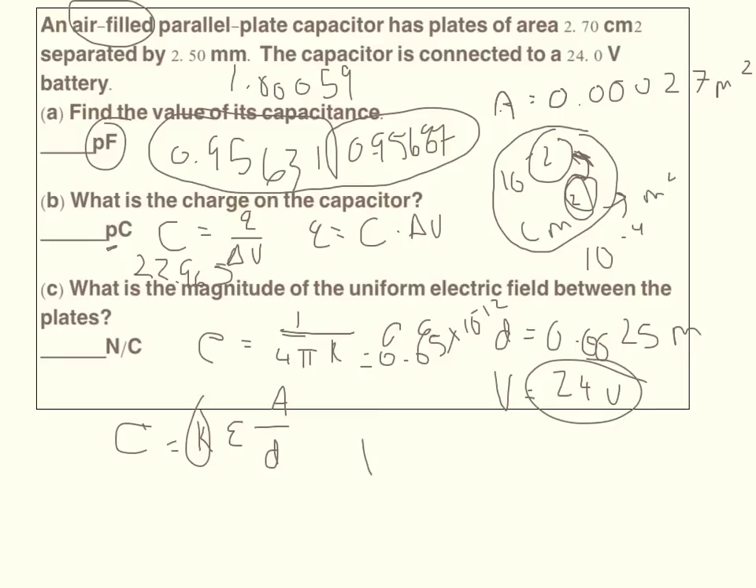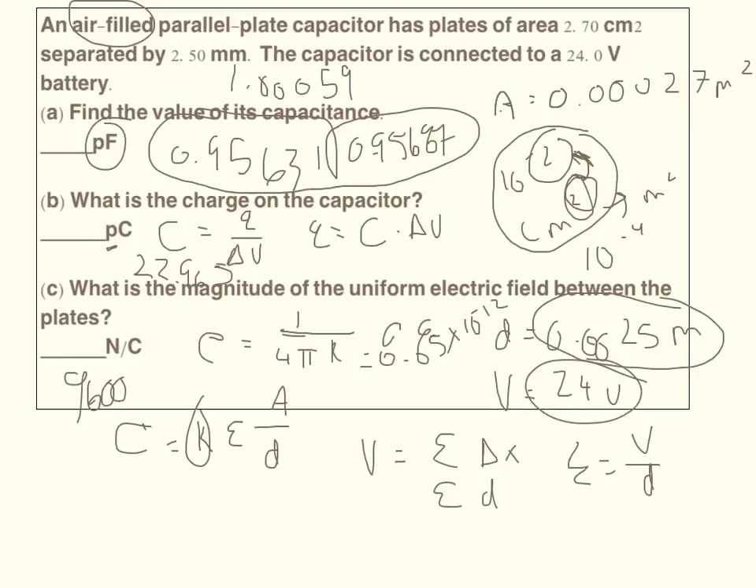And so for the last part, we can go back to a much earlier equation where we said that voltage was equal to E times delta X, or E times D. Then we can solve for E, so E is equal to voltage divided by the distance. The distance, remember, was 0.0025 meters, or 2.5 millimeters. So it's 24 over 0.0025, and you should get 9,600 newtons per coulomb.